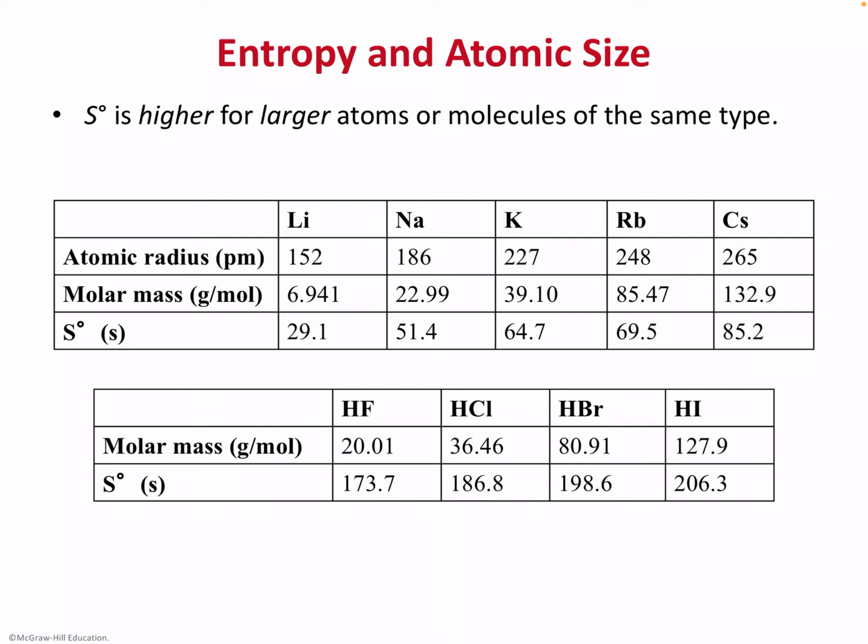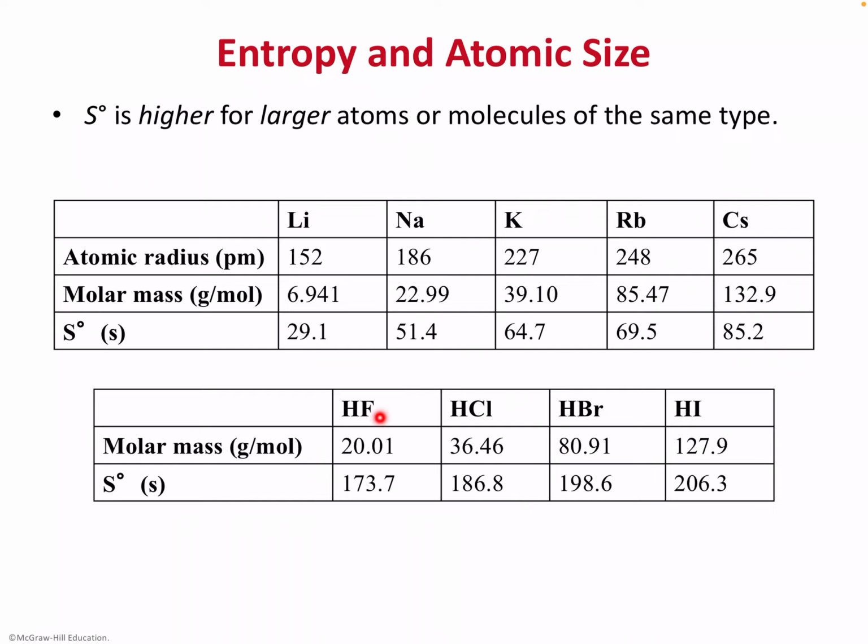Entropy and the size of the atom. Entropy is higher for larger atoms or molecules of the same type. So this is lithium, sodium, potassium, rubidium, cesium. These are elements in our first group. Atomic radius, molar mass and entropy are given. As you go down the periodic table, you can see the size increases, molar mass increases. So what happened to the entropy? Entropy also increases. Okay, size increases, molar mass increases, entropy increases.